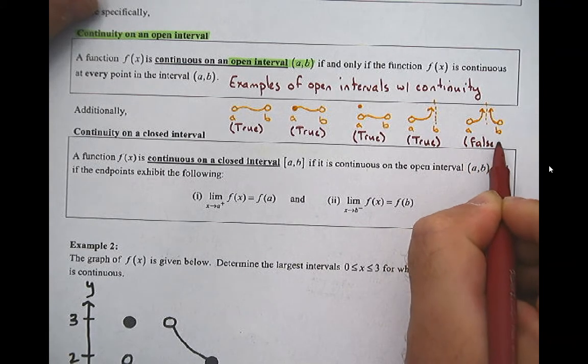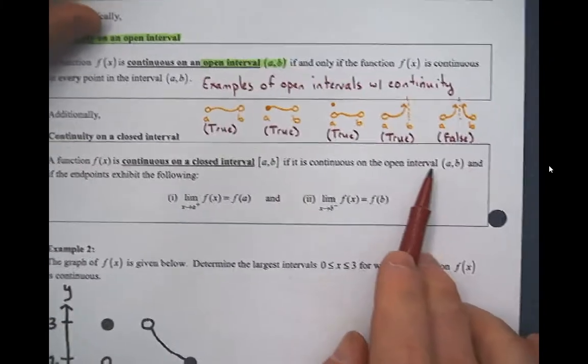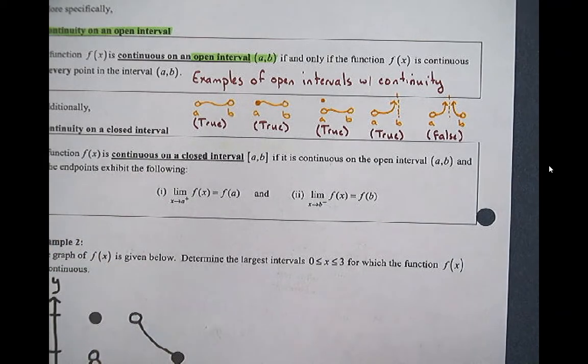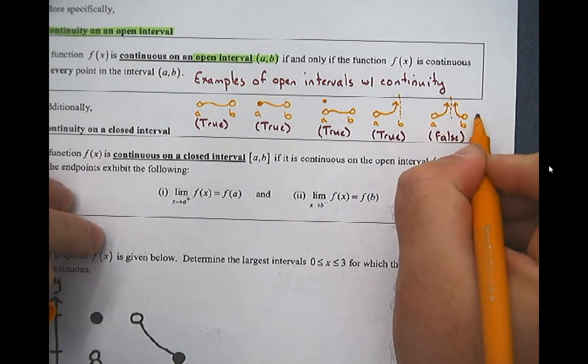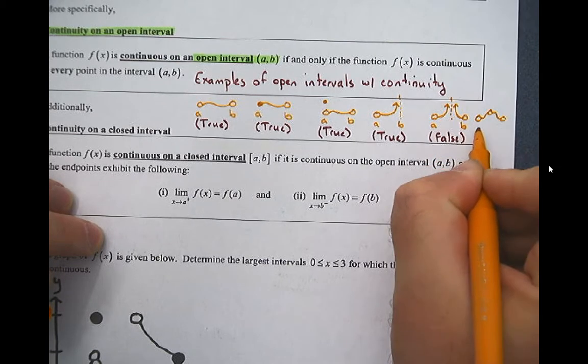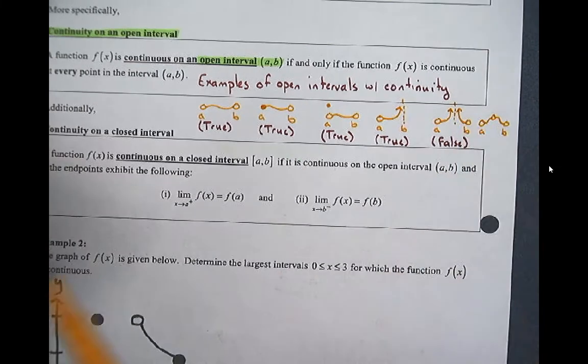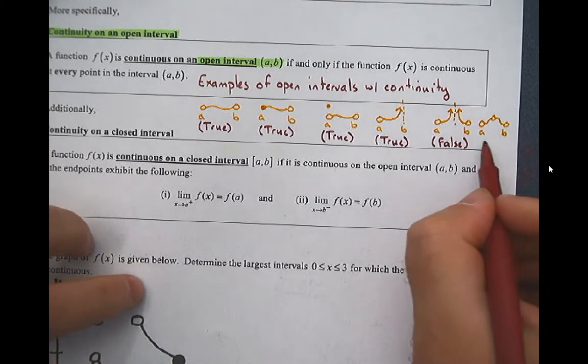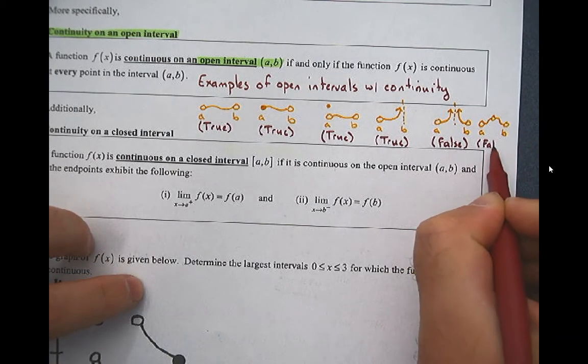The only one that's false here is when I've got a discontinuity right in the middle of the graph. I guess I could have drawn this with a hole too. So like, let's say I went like this. This is A, this is B. That is also false. That is not a continuous function over the interval.